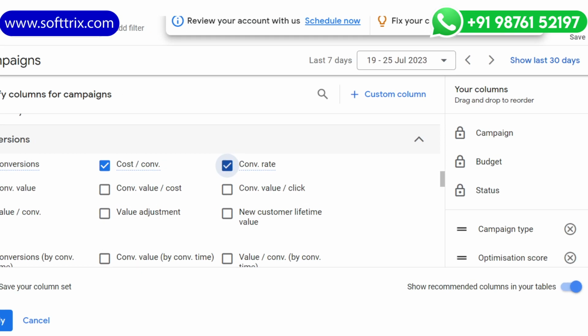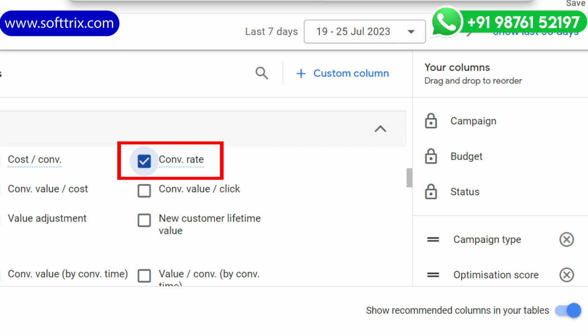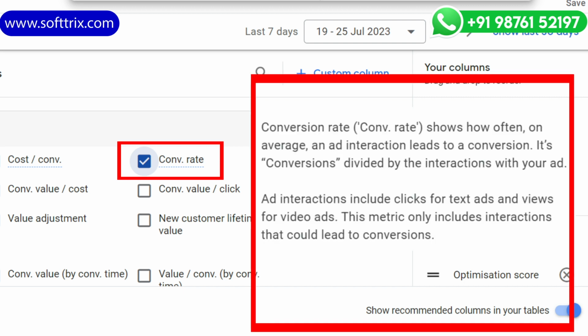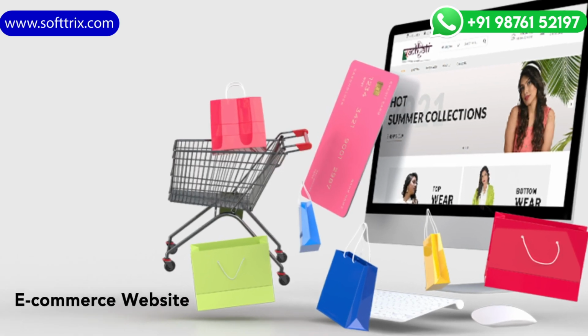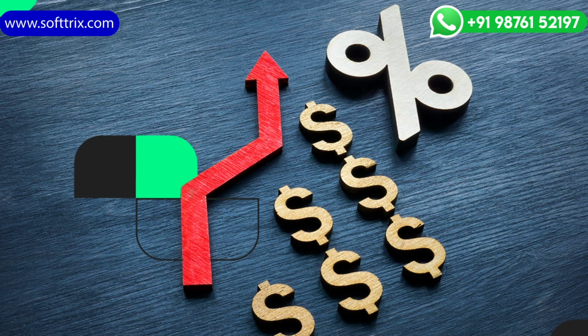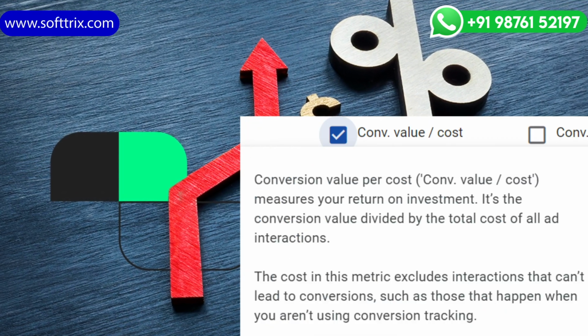And then we also track the conversion rate, that is the number of conversions divided by clicks. That way we will be able to see what is the conversion rate from the campaigns. Also, the most important thing is the ROI for any e-commerce website, so we track the ROAS, which is the conversion value per cost.